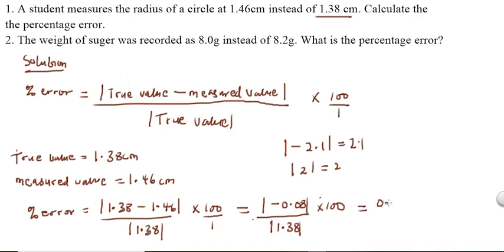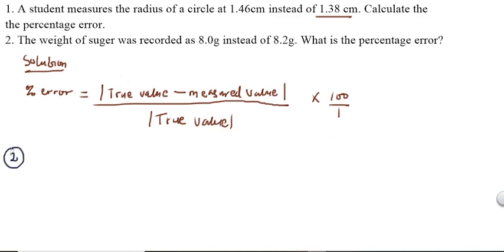This will then become 0.08 divided by 1.38 times 100. If I do the multiplication here, the percentage error will be equal to 5.80% to 2 decimal places. Now let's jump into the second example to help you understand how to solve percentage error better.